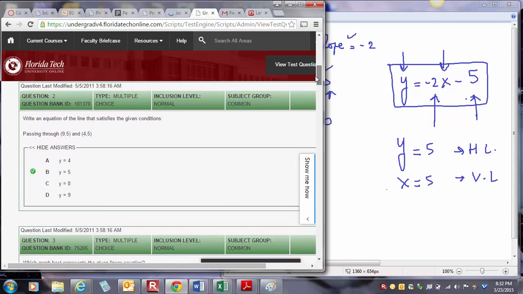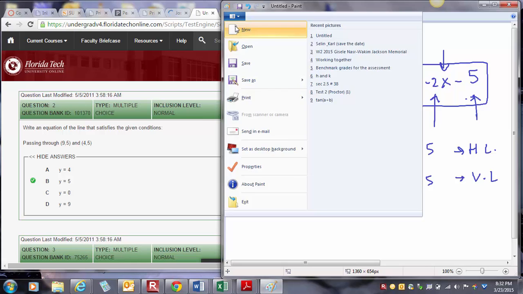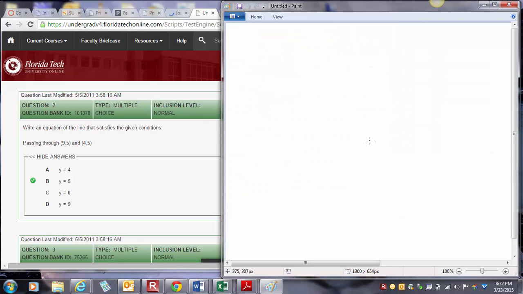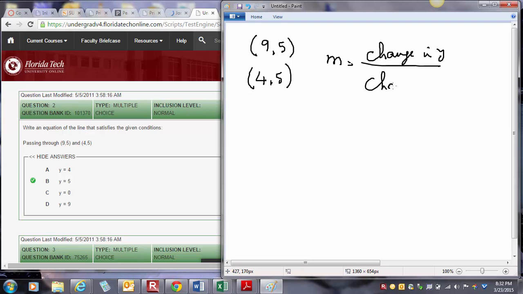Number 2. On number 2, we have: write an equation of the line that satisfies the given condition. Now in this case, we have 2 points. We have a point 9,5 and we have a point 4,5. And if you find the slope, which is the change in y over the change in x, the change in y would be 5 minus 5, which is 0, over 9 minus 4, which is 5. And therefore the slope is 0.